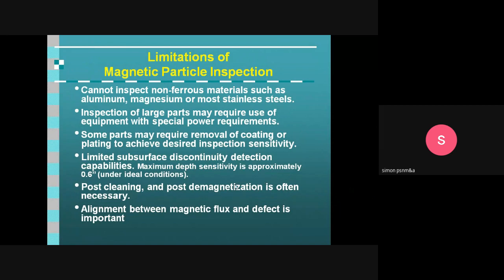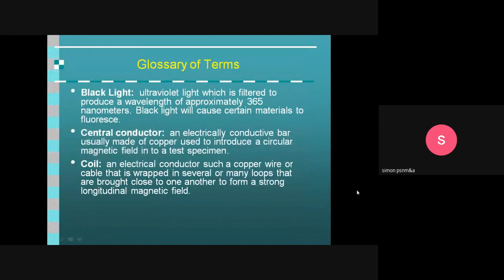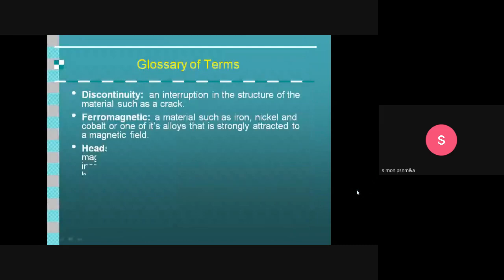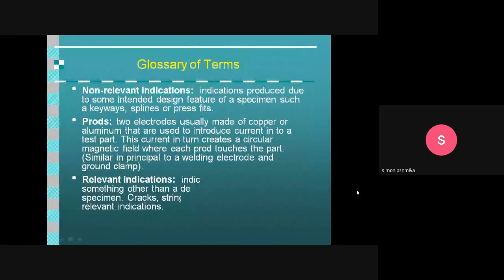Post cleaning and post demagnetization is often necessary. So post cleaning and post demagnetization is necessary. Alignment between magnetic flux and defect is important. So the alignment, the direction between the magnetic flux and defect is important. Okay, so this is the magnetic particle inspection method. Thank you for watching.